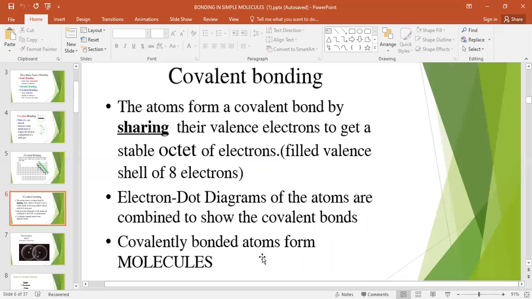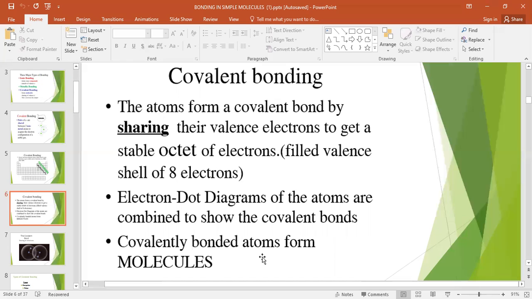Here is the information I explained to you: the atoms form a covalent bond by sharing their valence electrons, meaning their outer electrons, the last shell electrons, to get a stable octet of electrons. What do you understand by stable octet? A filled valence shell of 8 electrons. It means they need the last shell to have 8 electrons. That's why they are going to form a covalent bond.